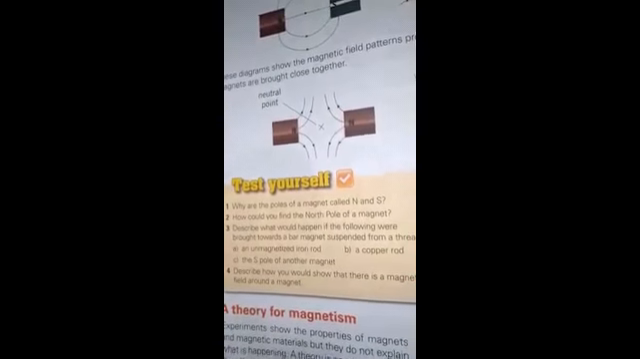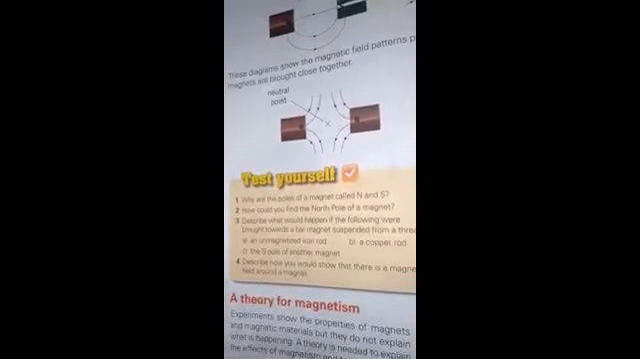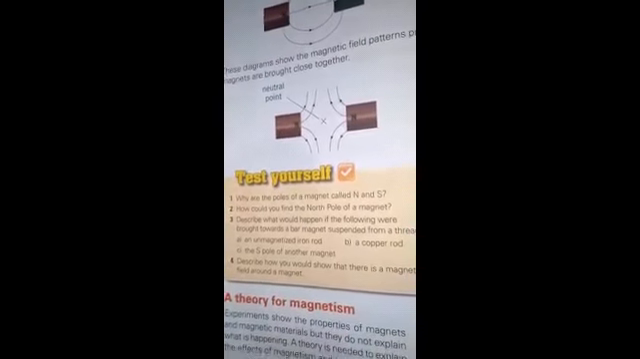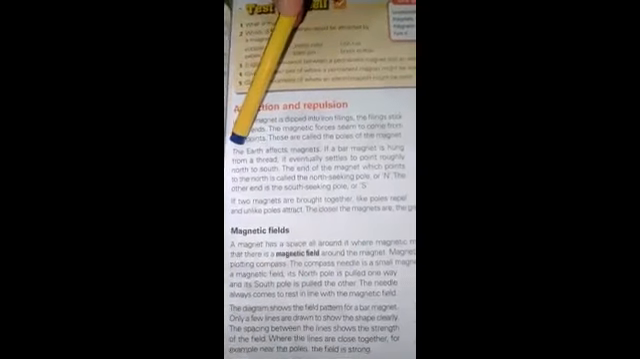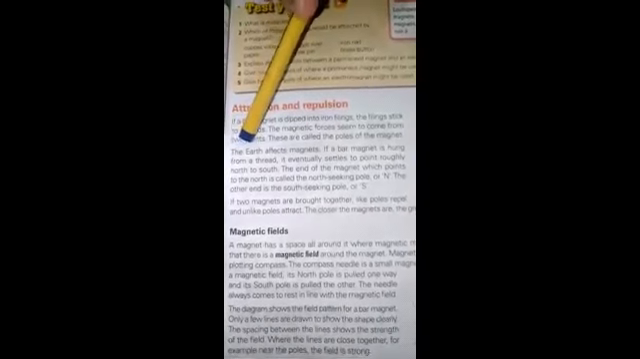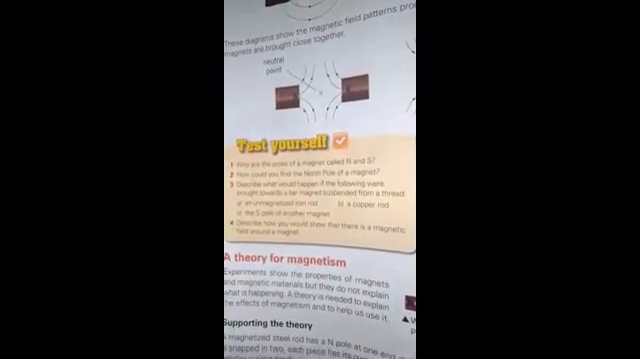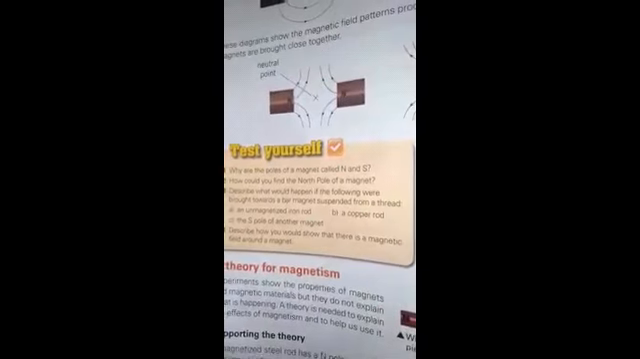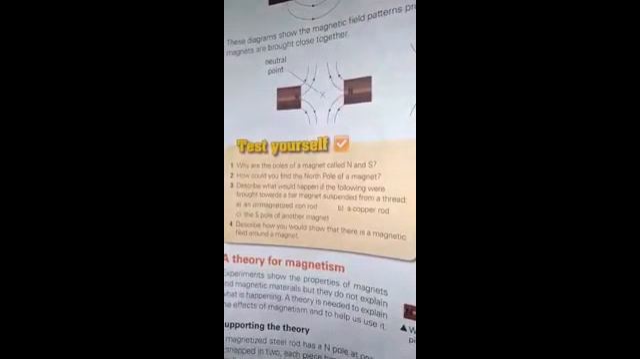Next, we have to mark the answer on test yourself on page number 50. Question number 1. Where are the poles of a magnet? Why are the poles of a magnet called north and south? The answer is the Rutherford affects magnet to S. Question number 2. How could you find the north pole of a magnet? A suspended bar magnet will point roughly north-south.